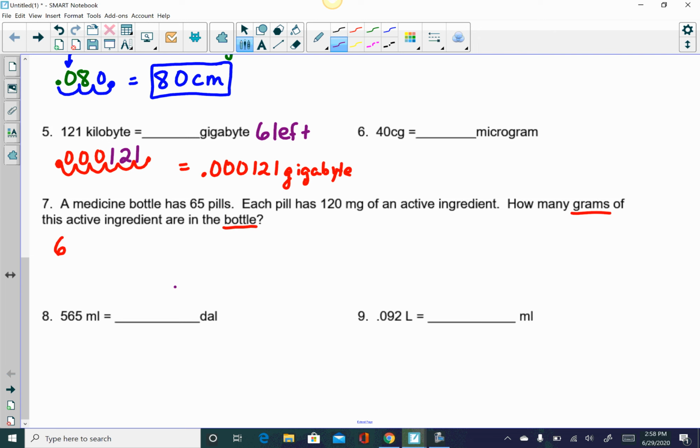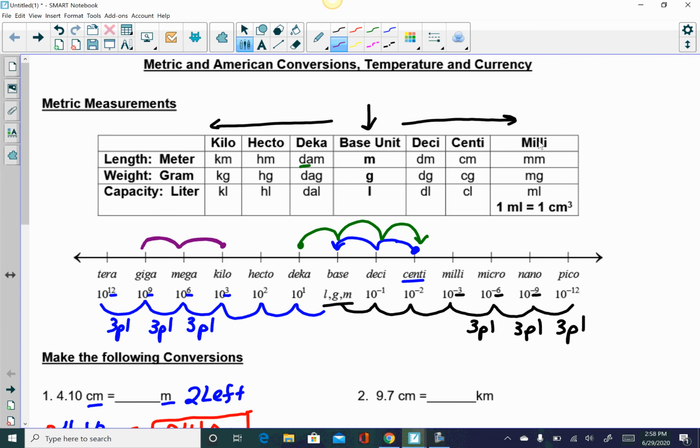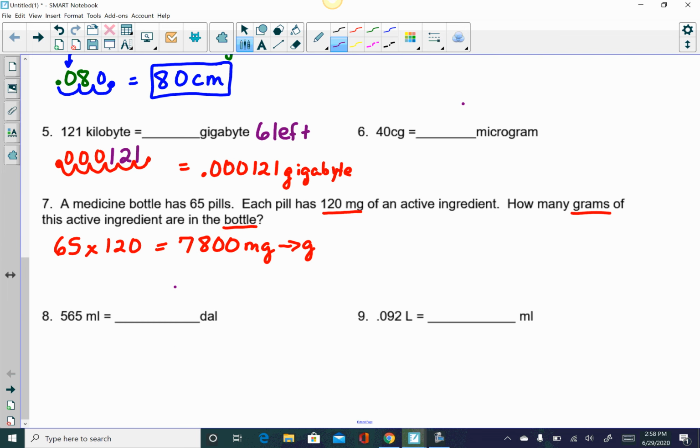You could start out with your 65 pills and say, well, I know that there's 120 milligrams of medicine in each of those pills, and just multiply it times 120. So 65 times 120 will give you 7,800 total milligrams of the active ingredient in the bottle. Now convert those milligrams to grams. To go from a milligram to a gram, milligram would be over here on the far right in the table, and to get to a gram, you'd go 1, 2, 3 places to the left. So I take this existing decimal, since I don't have one, it's here at the end, then go 1, 2, 3 places to the left. So it would be 7.8 grams in the bottle.